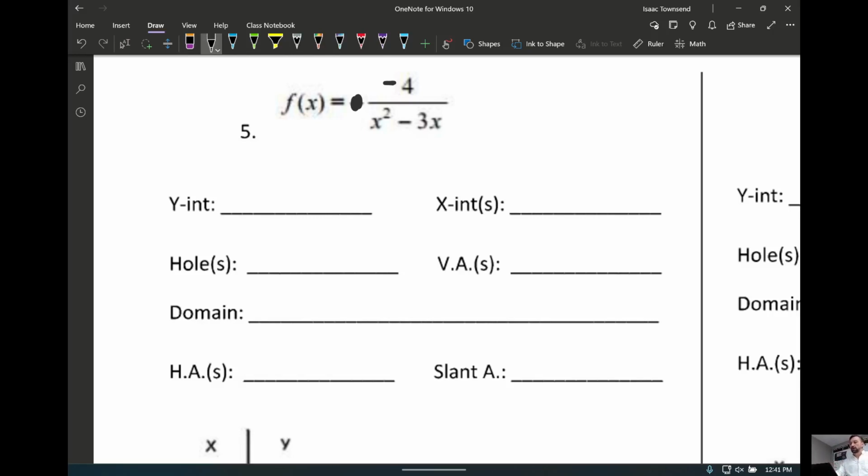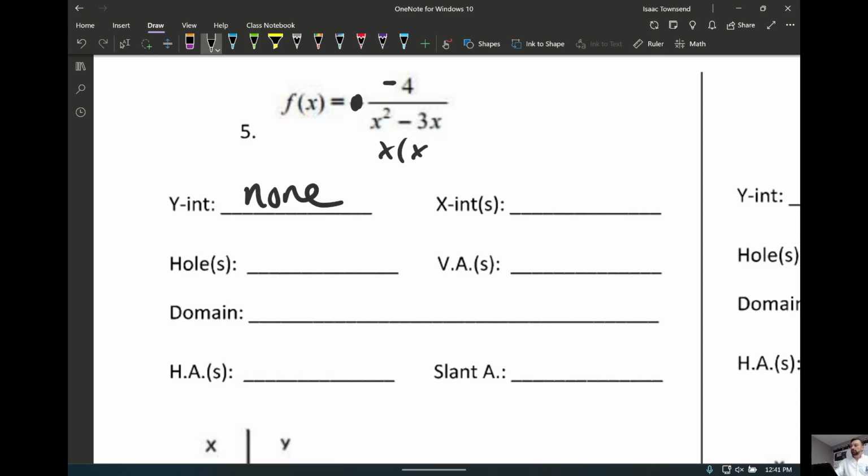All right, y-intercept, the part you have to memorize is plug in 0 for x and solve. When you do that, you get -4 divided by 0, which doesn't make sense, which means that there's not going to be a y-intercept to this graph.